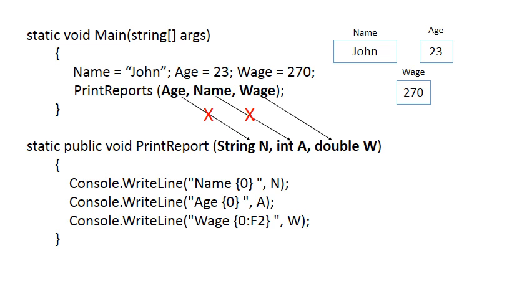Now we've got an int, then a string, then a double. But it's trying to map onto a string, an int, and a double, and clearly the first two are not compatible. So this will not compile.